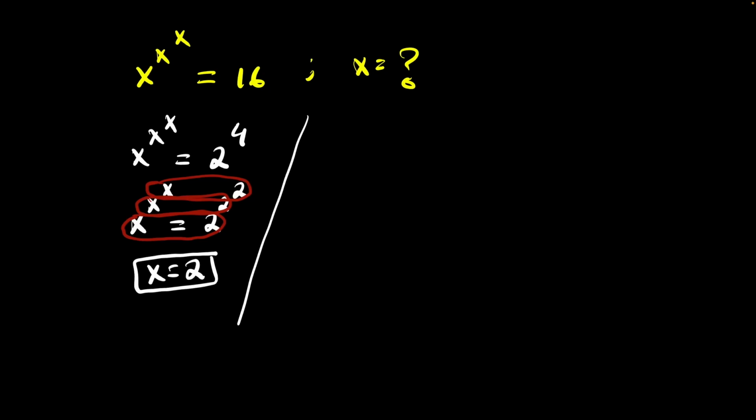You can check that if you plug in 2 for x in this question, 2 to the 2 to the 2 is equal to, solve from top to bottom. It means first solve 2 to the 2. 2 to the 2 is 4. And 2 to the 4 is 16.